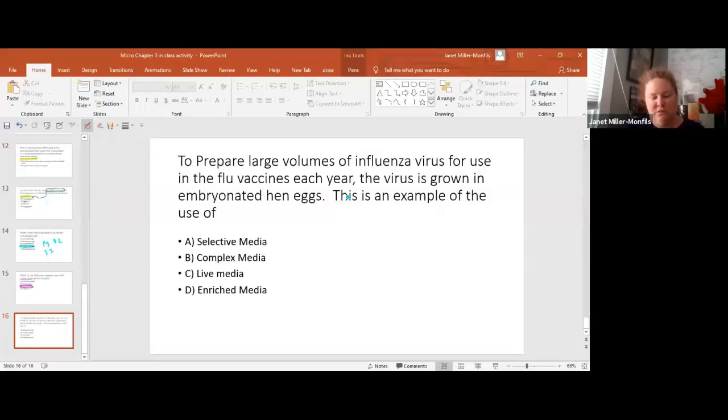The thing with this one is we're using a chicken. A chicken is still alive, and so that's how you can remember that it's going to be live media. Selective media, remember, by definition, selective is going to select for one thing. Complex media is going to grow multiple microorganisms possibly, but in one category. Enriched media is specifically for something that is iodine loving or whatever. Where live media, to me, live is live. So yeah, that was a very good one.